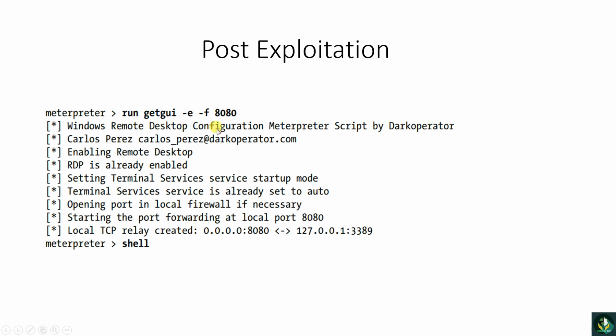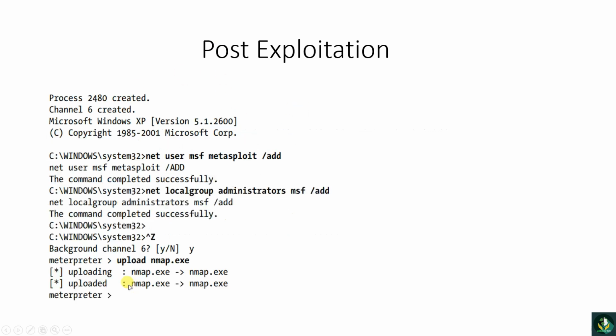As you can see, first we run getgui and then we create a shell. After that we use the MSF Metasploit to add the user. Then, as you can see, the user had been added. After that, we select the local group as administrator. For this we added the user, so this command was also added. What you have to do now is just upload nmap.exe, then it will be uploaded, and we have our launching pad for additional attack.